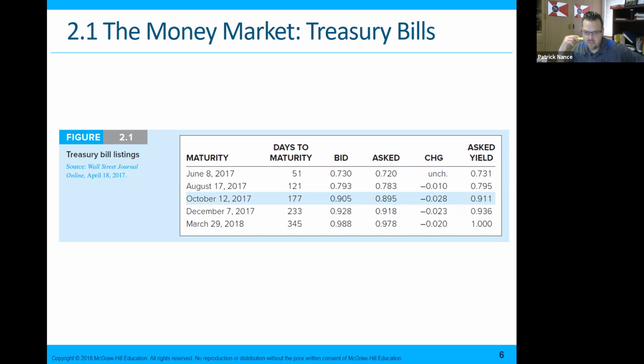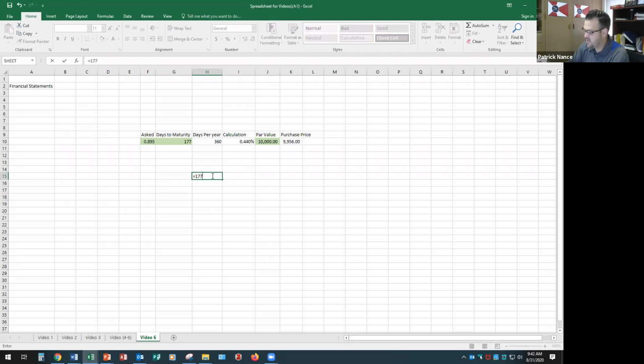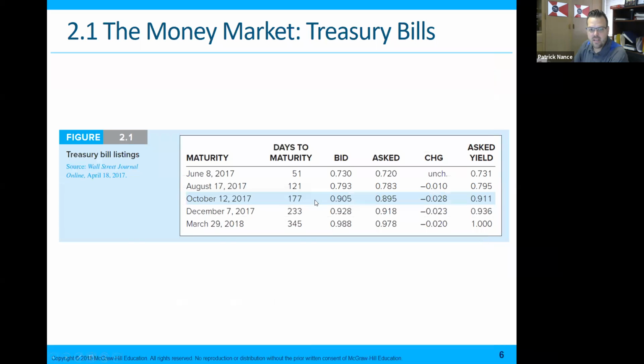So we can take that 0.895 and adjust it for the amount of time of a year. So 0.895 times 177, but I want the portion of the year, so I'm going to divide 177 by 360. 177 divided by 360 is 0.491. Multiply that times 0.895, which was the ask, and I get 0.44. Now, what that really is, is 0.44%. So 0.44% is what that number really comes to.